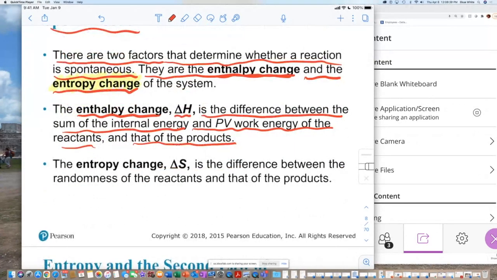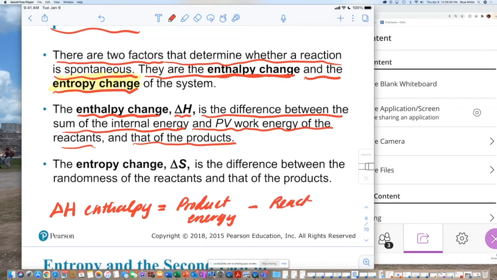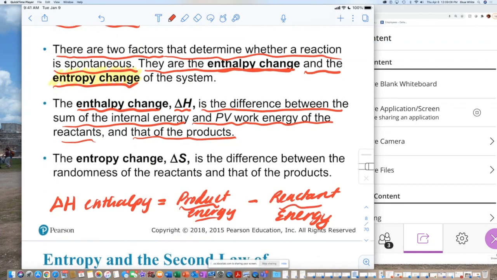Okay. So all they're saying here is delta H, which is the enthalpy change, is the end minus the beginning. So essentially, it is the product energy minus the reactant energy. And we'll spend more time on this, so we'll get a chance to decode this. We talked about this in 1411, right? We're reviewing it again. Product energy minus the reactant energy. But they talked about this internal energy and PV work.